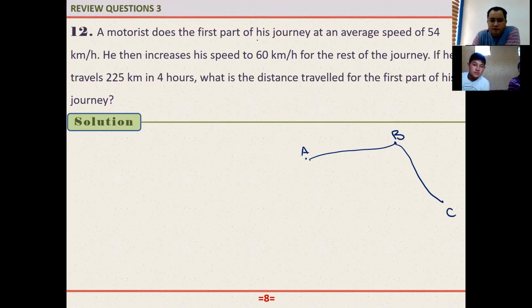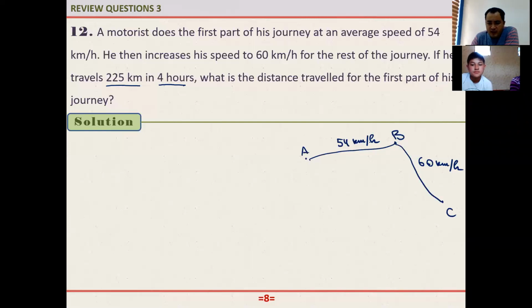A motorist does the first part of his journey at an average speed of 54. Here, the speed is 54 kilometers per hour. And he then increases his speed to 60 kilometers per hour for the rest of the journey. Here from B to C, he traveled at an average speed of 60 kilometers per hour, right? If he travels 225 kilometers in 4 hours, that means that the total distance is 225 kilometers. Total time is 4 hours. What is the distance traveled for the first part of his journey?